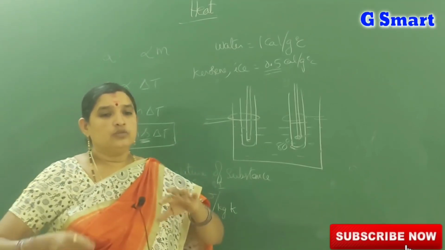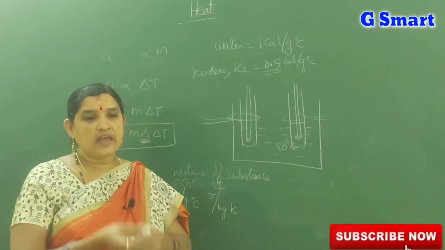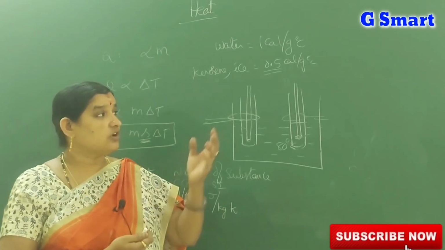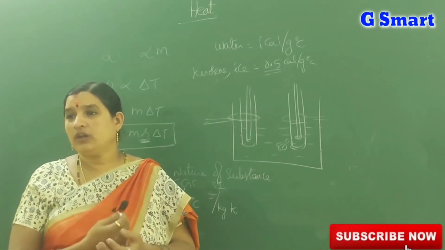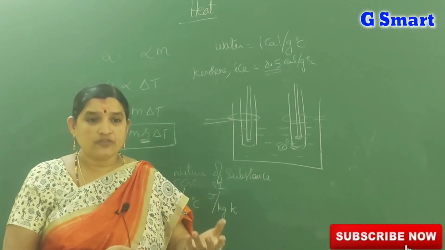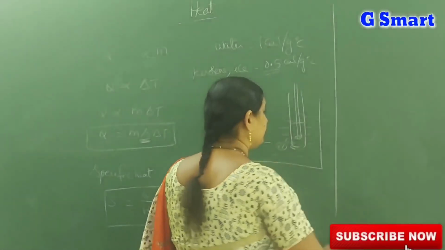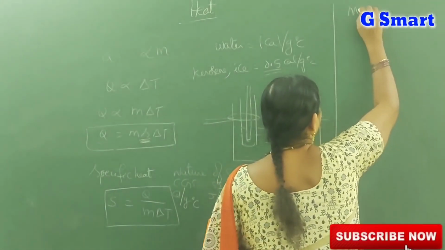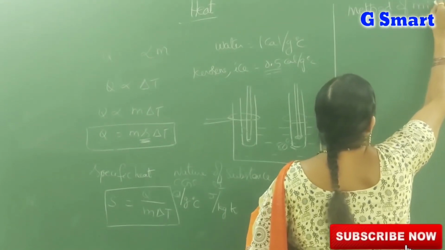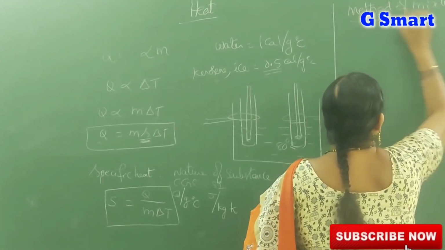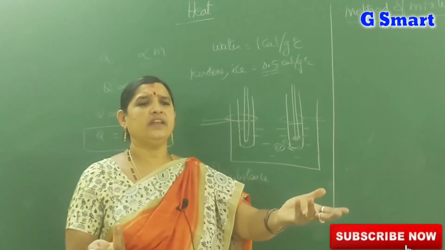Okay, when two substances are mixed, that is called a mixture. What happens to the final temperature? That is called the method of mixture. In the method of mixture, how can we calculate the temperature of a mixture? Let us see. What is the formula for the method of mixture? Method of mixture means net heat loss is equal to net heat gain.